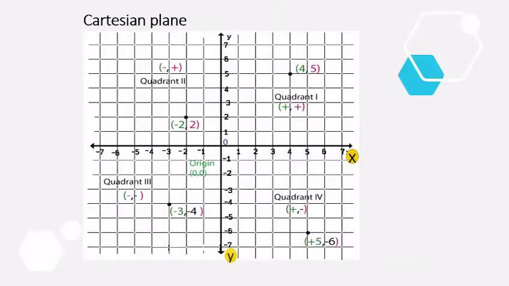A point that lies in the first quadrant will have x coordinate positive and y coordinate positive, both positive. A point that lies in the second quadrant will have its x coordinate negative and y coordinate positive. A point that lies in the third quadrant will have both x coordinate and y coordinate negative. And a point that lies in the fourth quadrant will have its x coordinate positive and y coordinate negative. Hope it's clear.